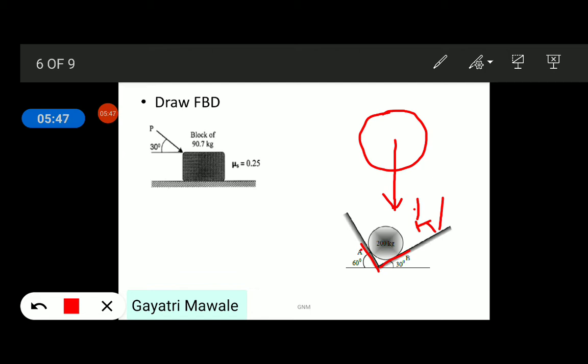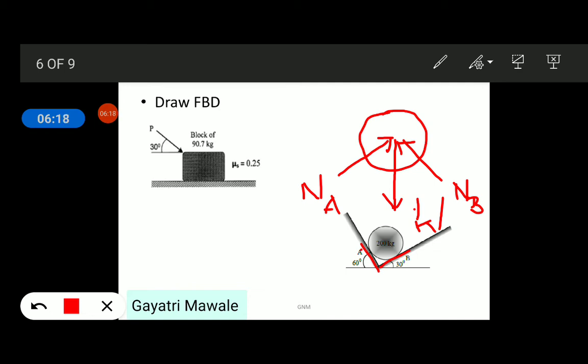Now show normal reaction for contact surface A. Normal reaction will be from the surface towards center of sphere. Name of this reaction is Na, and for contact surface B, normal reaction Nb will be like this. From the surface towards center of the sphere, Nb will act.